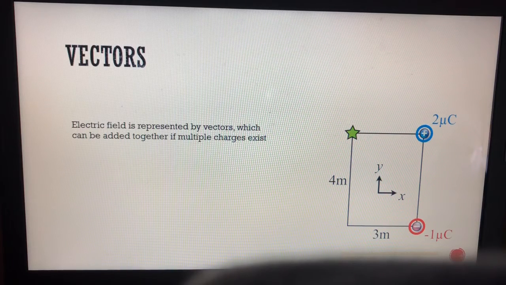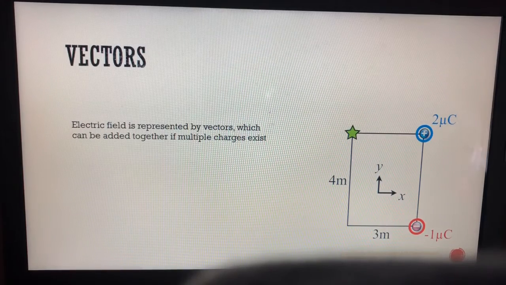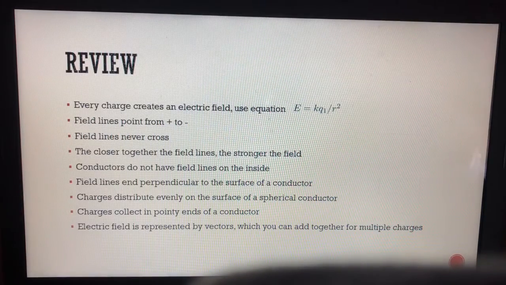Let's talk about vectors now. Electric fields can be represented by vectors. This is especially useful when you're solving problems that involve multiple charges that create multiple electric fields. Vectors, as you know, can be added together using a bit of trigonometry. For example, you could calculate the electric field that this green star is experiencing due to the 2 point charges here and here. You would do this using the equations that I showed you at the beginning of the video and then adding the vectors. Okay, that's it for my video about electric fields and electric field lines.